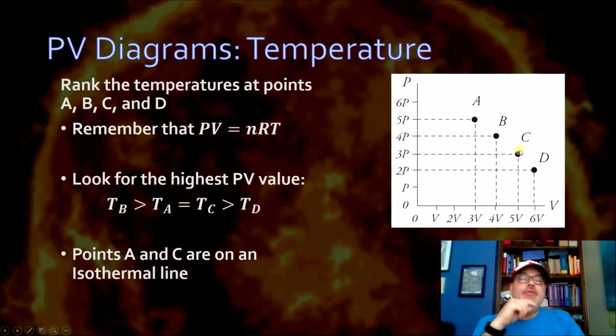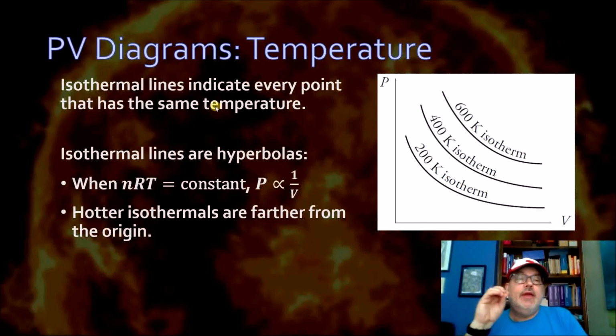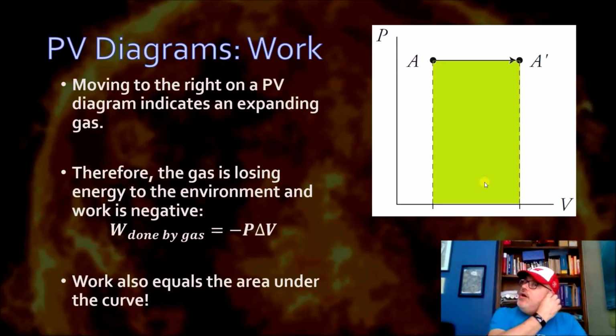A and C have the same temperature, so they're along something we call an isothermal line. These isothermal lines are lines of constant temperature. So everywhere along one of these lines, we have the same temperature. These lines will be hyperbolas or inverse graphs because if we're keeping nRT constant, then P is proportional to 1 over V, which gives us an inverse graph. The further you move from the origin down here, the higher PV value you have and the higher temperature the isotherm will be.